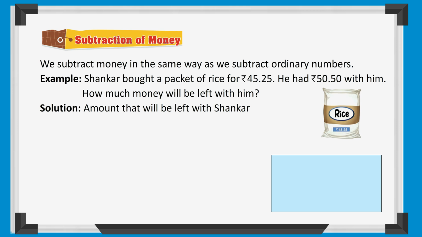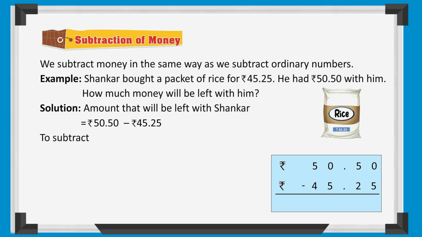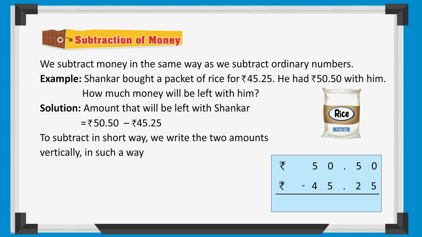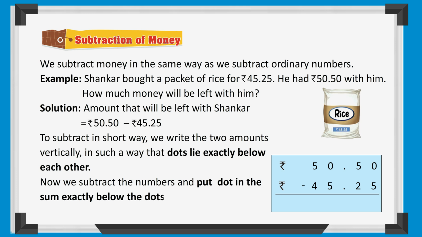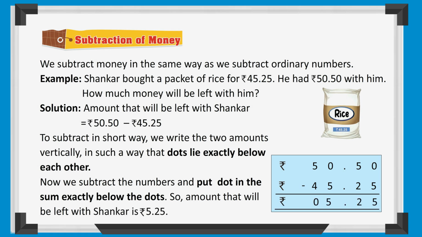Solution. Amount that will be left with Shankar equals rupees 50.50 paise minus rupees 45.25 paise. To subtract in short way, we write the two amounts vertically in such a way that dots lie exactly below each other. Now we subtract the numbers and put dot in the sum exactly below the dots. So, amount that will be left with Shankar is rupees 5.25 paise.